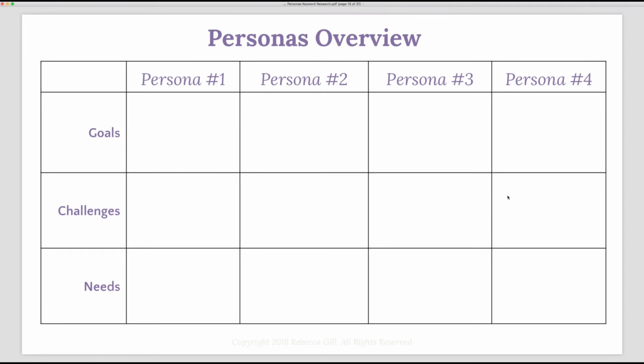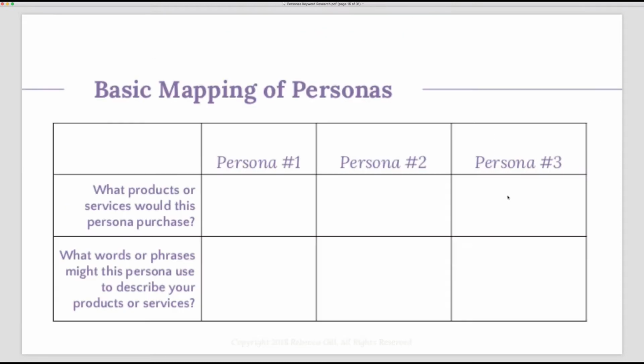So when you're doing your personas, I like to start to create grids and spreadsheets and things like that because it helps me keep data straight. And this can be as simple as having 3 rows with a couple of columns, one for each persona. And then in each row, just document those goals and those challenges and those needs. And there's a reason why we're doing this, because we're going to use this to drive our keyword research.